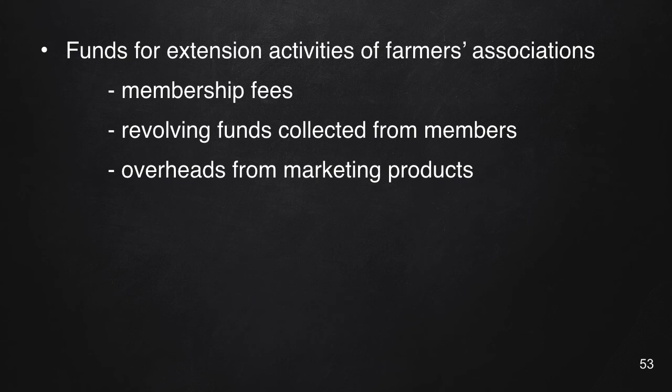There are three sources of funds for the extension services of farmers associations: the membership fees, the revolving funds collected from members, and overheads from marketing products. Normally, direct extension services to members are free of charge.